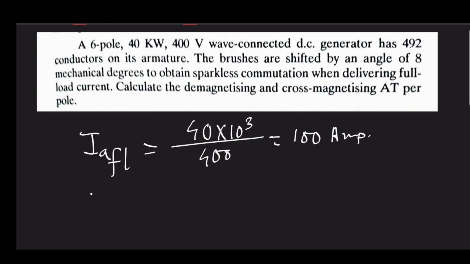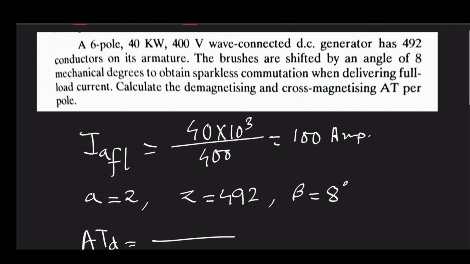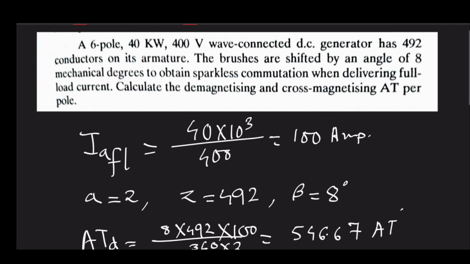Wave connected, so number of parallel paths A is equal to 2, Z is equal to 492, IA full load we already got. Now beta is equal to 8. Same formula for ATD, that is 8 into 492 into 100 divided by 360 into 2, that is 546.67 ampere turn per pole.